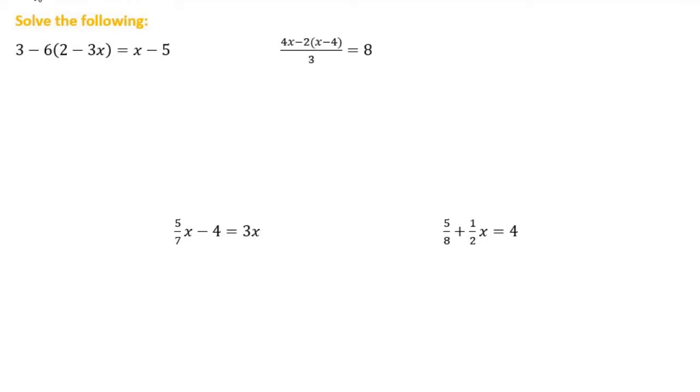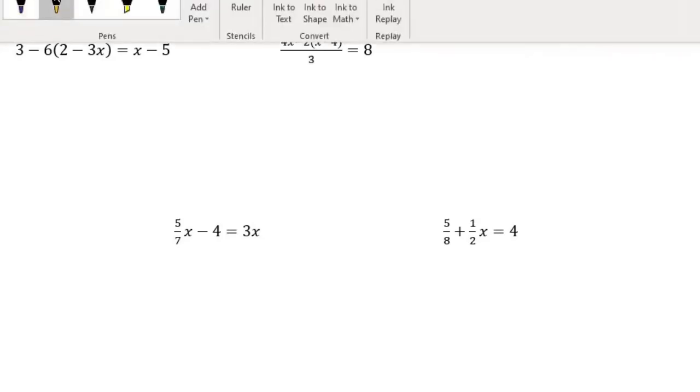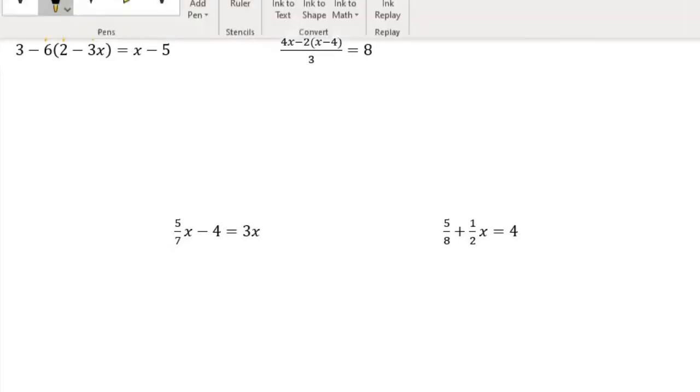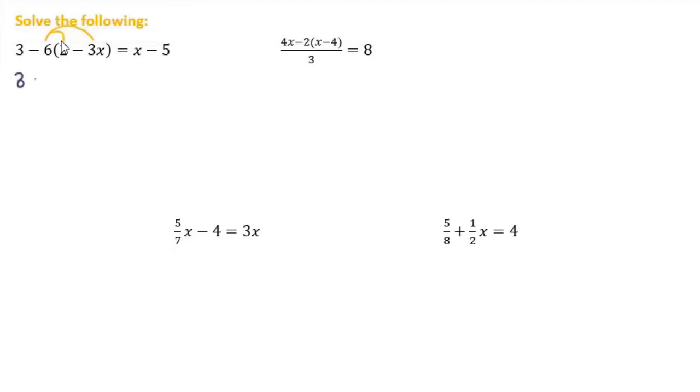The first step in solving an equation is to undo any groupings. So looking at this first question, let's try that. So I want to use distributive property to multiply -6 by 2 and by -3x. So I get 3 minus 12 plus 18x is equal to x minus 5. Groupings are undone. Our next step is to collect any like terms. So 3 minus 12 is -9, plus 18x is equal to x minus 5.